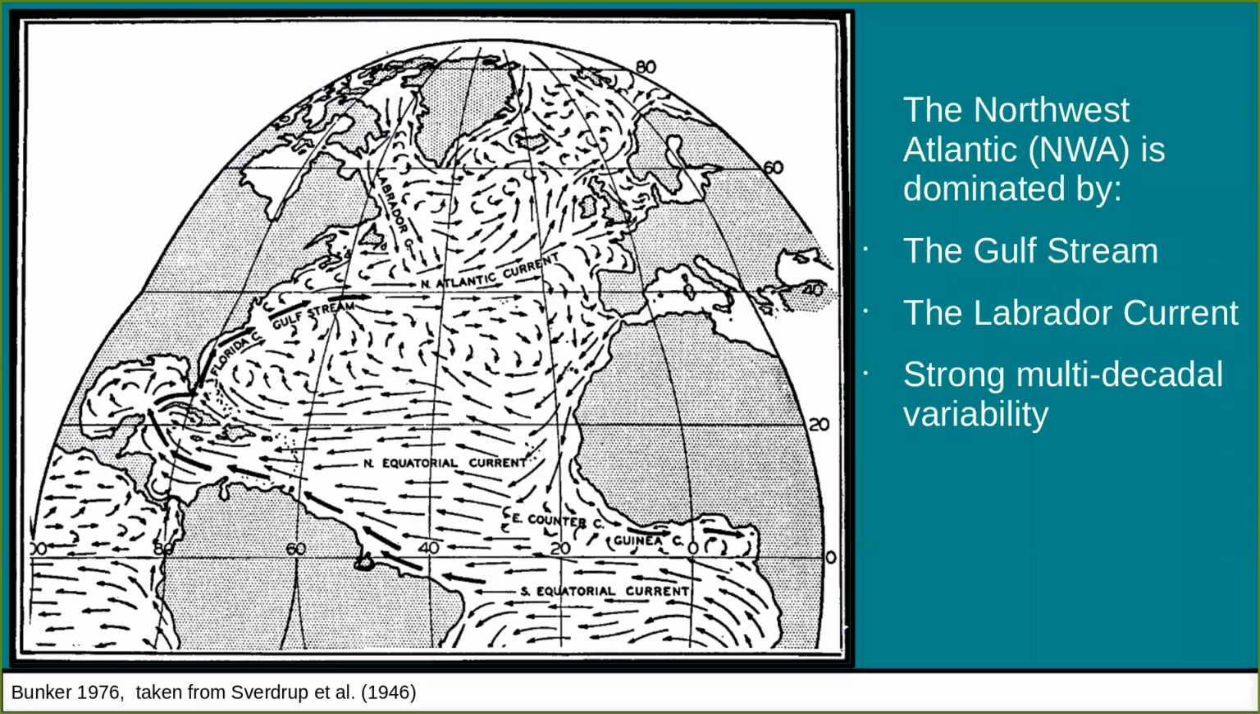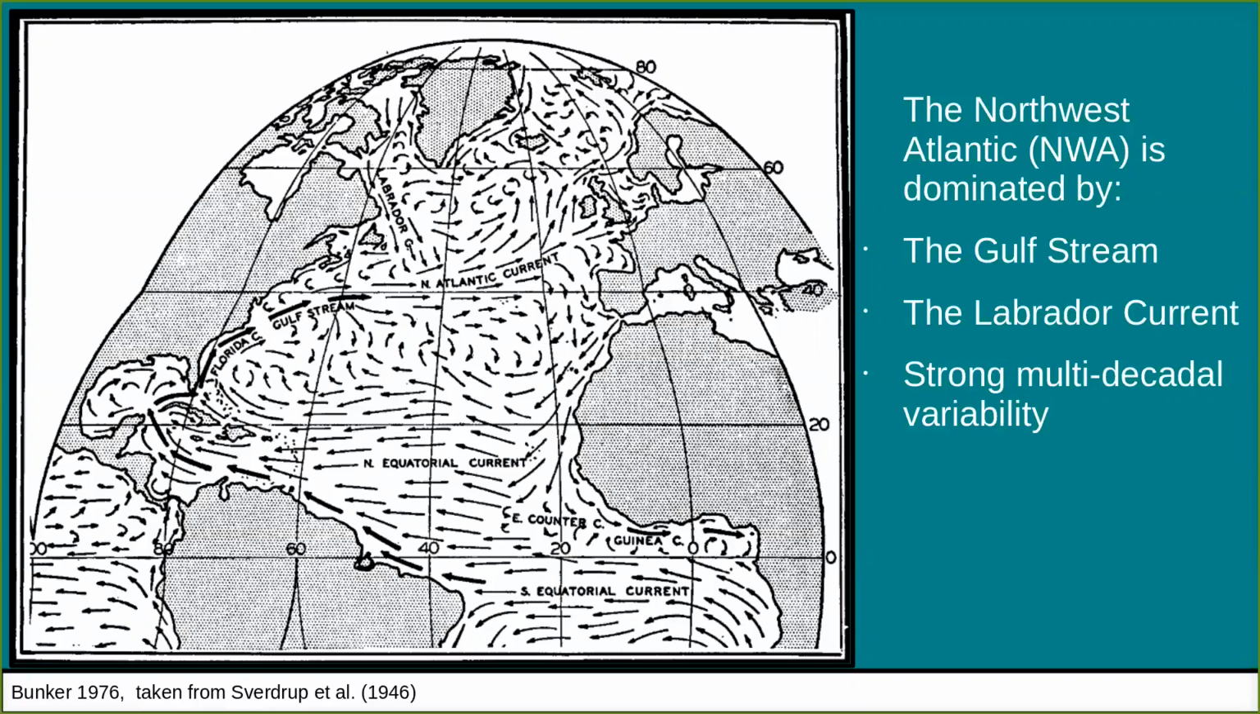Briefly, I want to go over just some general circulation in the Northwest Atlantic, although I'm pretty sure most of us are familiar with it. The general circulation of the area is dominated by the Gulf Stream, which brings warm and salty water from the south along the eastern coast of North America before heading off across the Atlantic towards Europe, and the Labrador Current, which brings cool, fresh water from the Arctic towards the Grand Banks area and even goes around Nova Scotia.